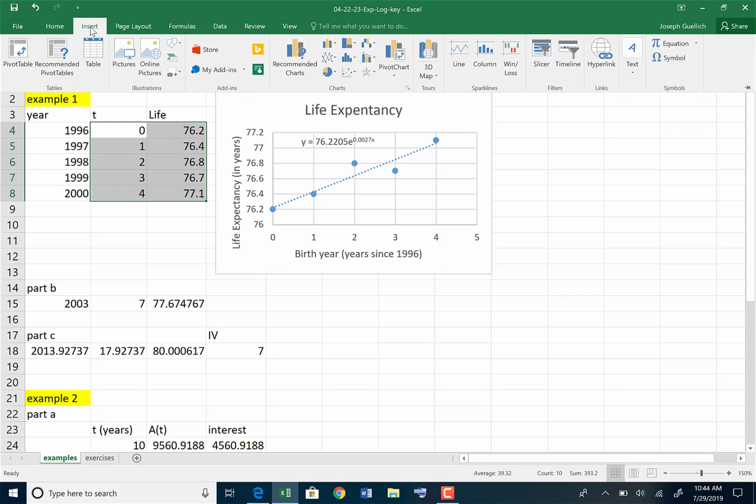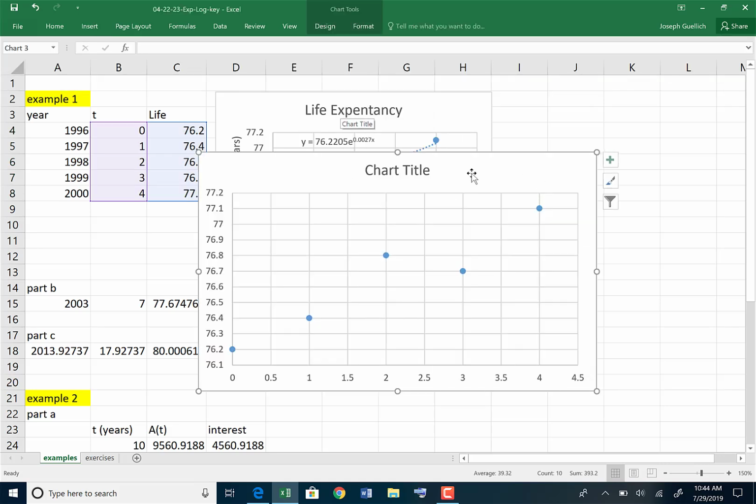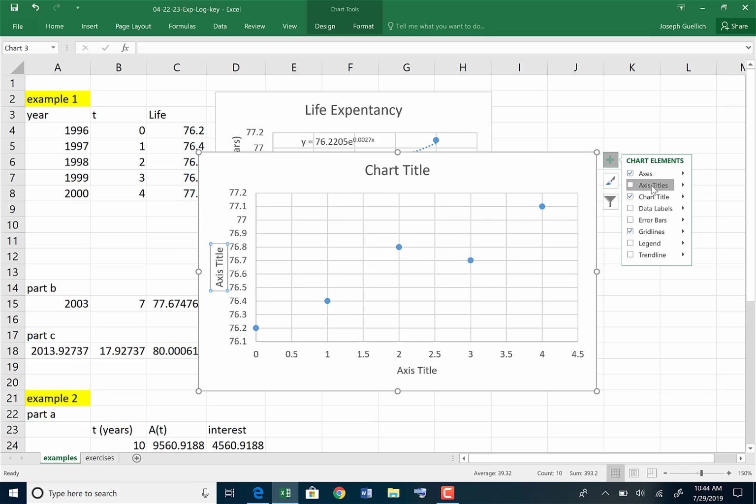And we want a trend line, so we need a scatter plot, the insert tab, the dots, just the dots, don't connect the dots. There's our graph. So the green plus on the right, and axis titles again, create the boxes, type something appropriate into all three of those, the chart title and the axis titles.